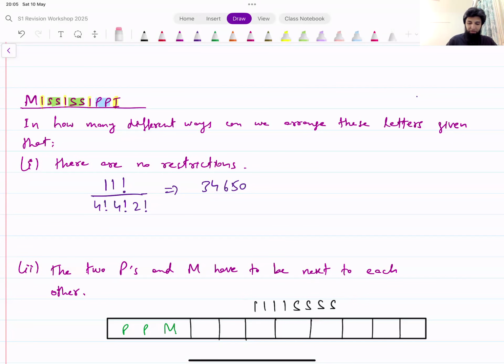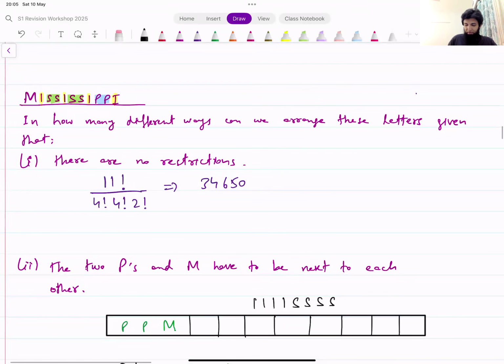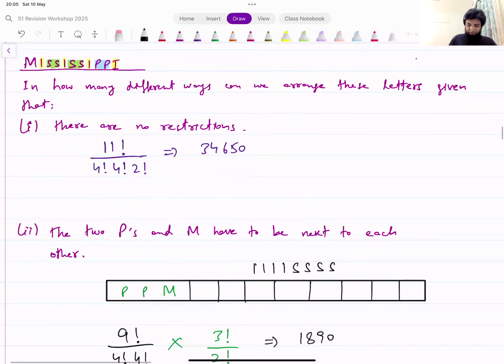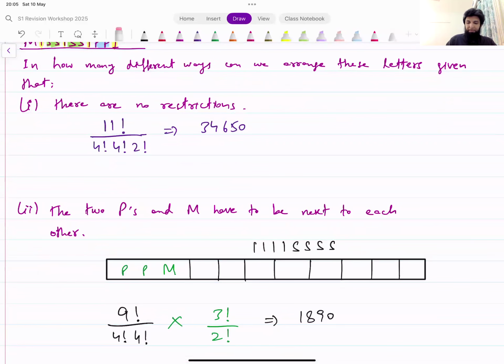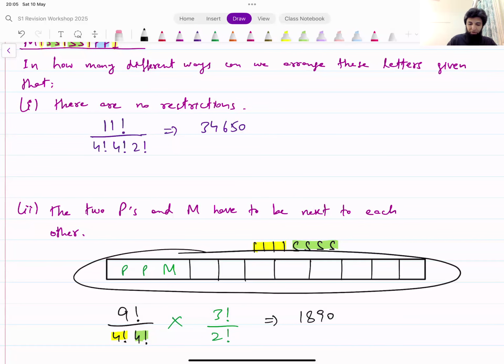In how many ways can we arrange this now? So in this case, we've got letters. These are identical. These are identical. What's the number of arrangements that we get here? There are 9 boxes in total. That's 9 factorial divided by 4 factorial because of these 4 I's, and 4 factorial because of the 4 S's. That's the arrangement of these black boxes.